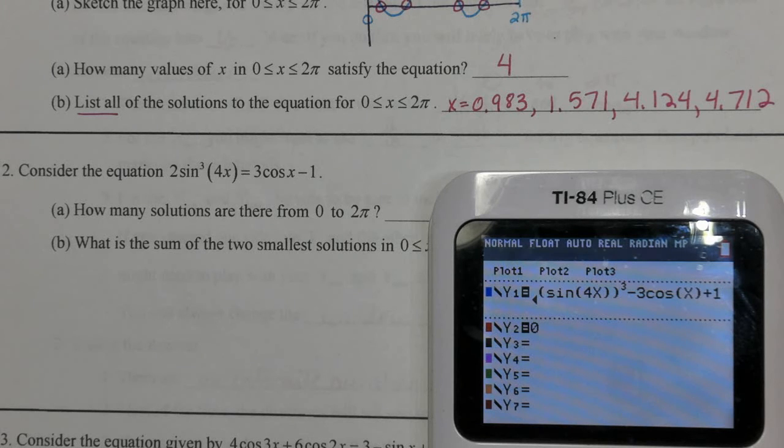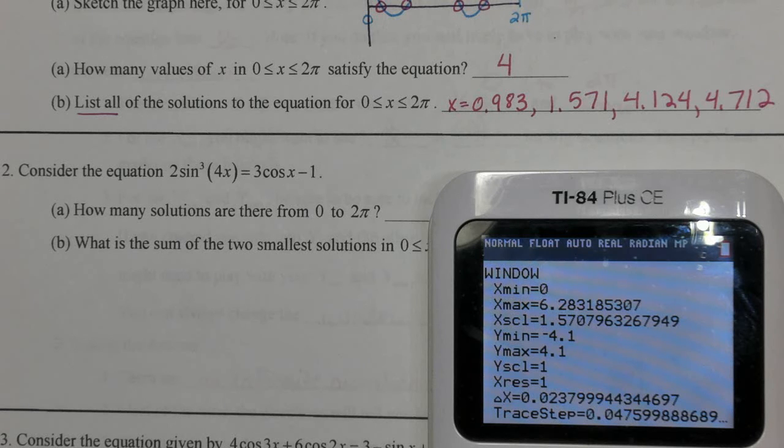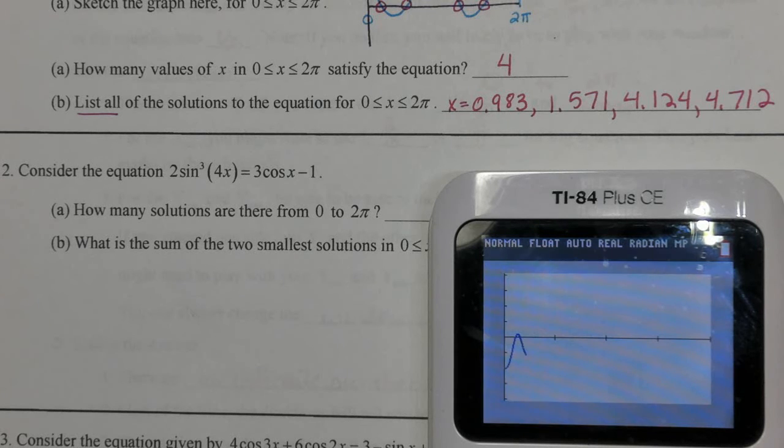Okay? And since I am keeping 0, my window isn't going to change. I'm just going to leave my window like that and graph it. And gosh, that's a very interesting curve. I like it. So how many solutions are there? How many times does a curve cross or touch the x-axis? I do see 2 times there, 2 x values there, and I definitely see 1 x value here.